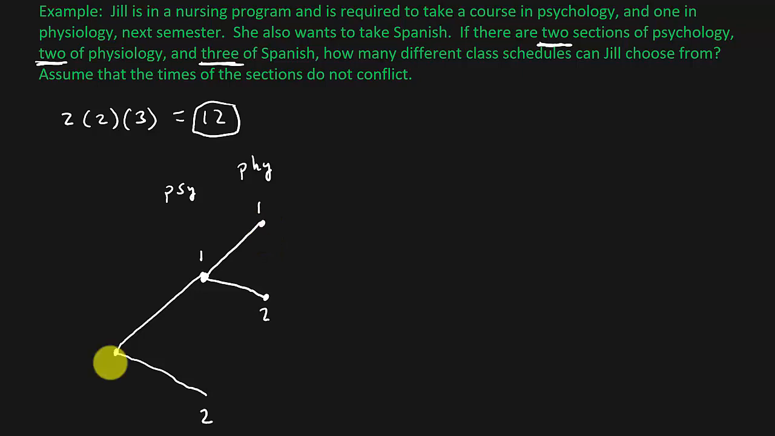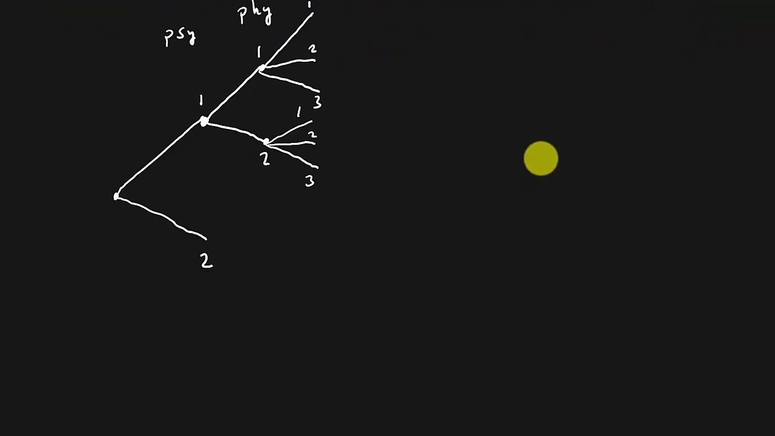Okay, so now let's suppose in our schedule we choose section 1 for psychology, section 1 for physiology, then we have to pick a Spanish class. So how many choices do we have there? We have 1, 2, 3 choices for Spanish. Okay, we can pick section 1, section 2, or section 3. Now let's suppose we went section 1 and then section 2, and then for Spanish, we can pick section 1, section 2, or section 3. All right, and then the same thing down here.